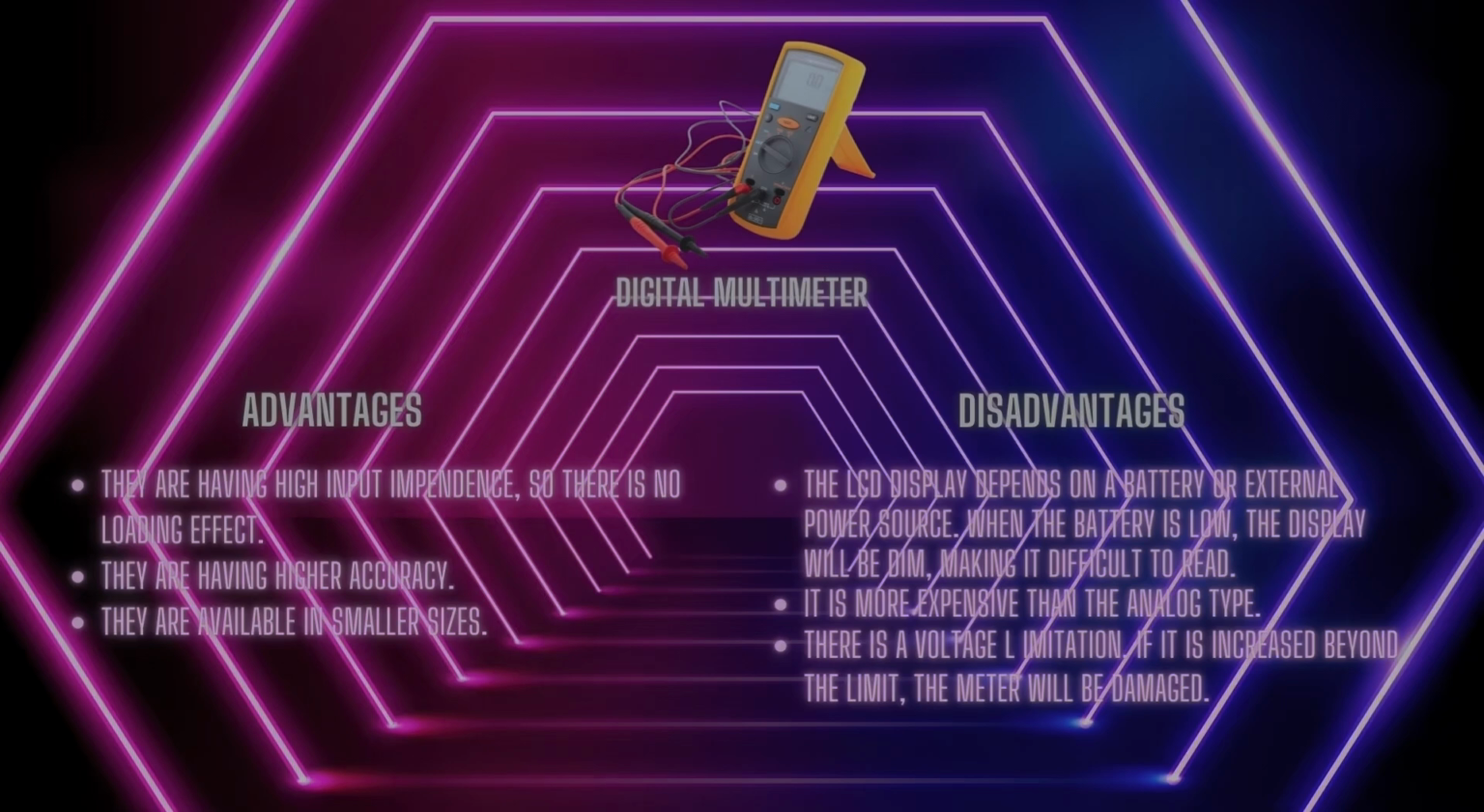The disadvantage of the digital multimeter is that the LCD display depends on a battery or external power source. When the battery is low, the display will be dim, making it difficult to read. Second, it is more expensive than the analog type. There is a voltage limitation. If it is increased beyond the limit, the meter will be damaged.